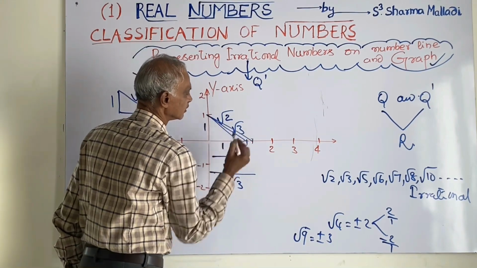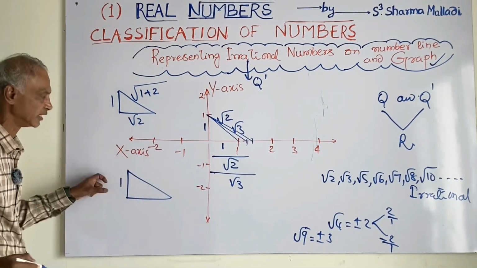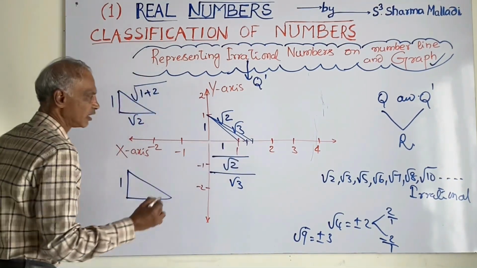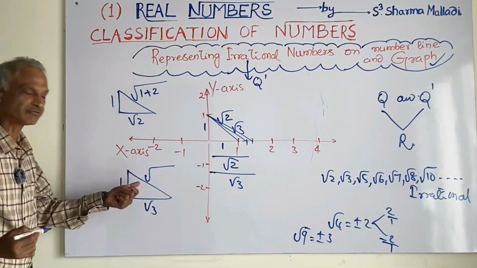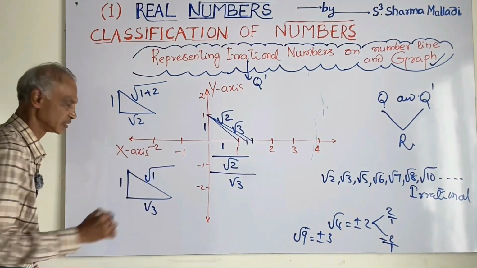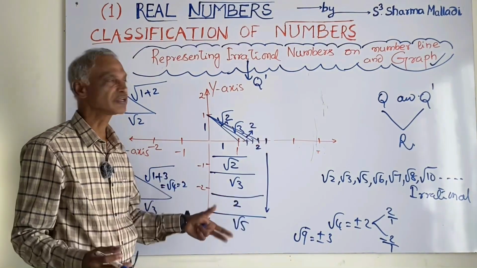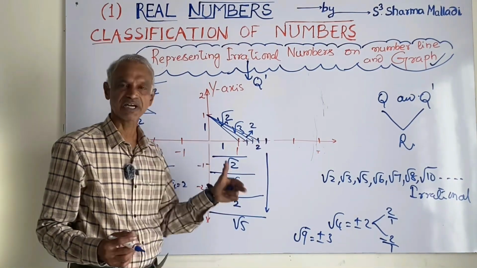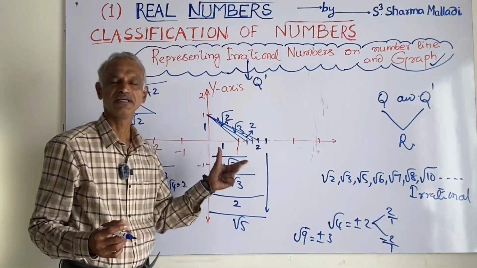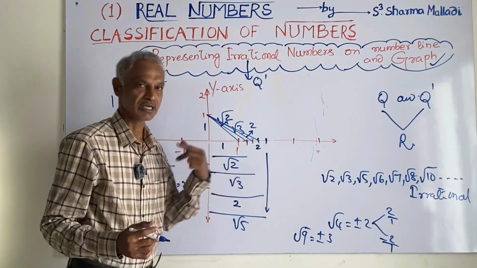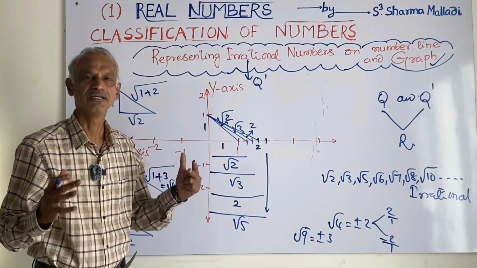Again, join these 2 points. You observe, this distance is 1 and this distance, already I told you, will be root 3. The hypotenuse you have to find out. Root of 1 square means 1, root 3 square means 3, root 4, root 4 means 2. Like this you have to represent root 2, root 3, root 5, root 6, root 7, all irrational numbers on the number line. These are irrational numbers. Rational numbers and irrational numbers together are called real numbers.